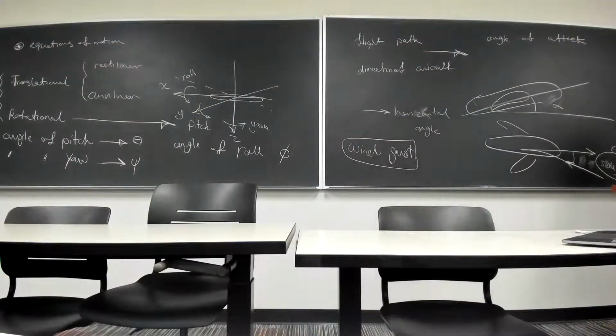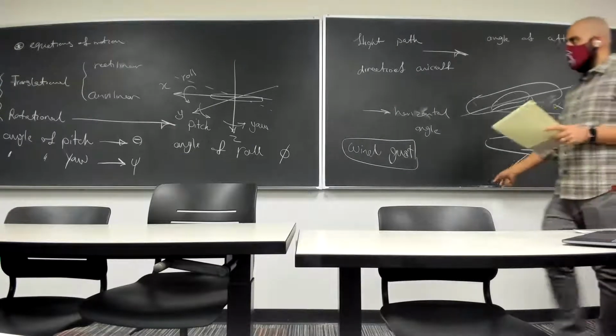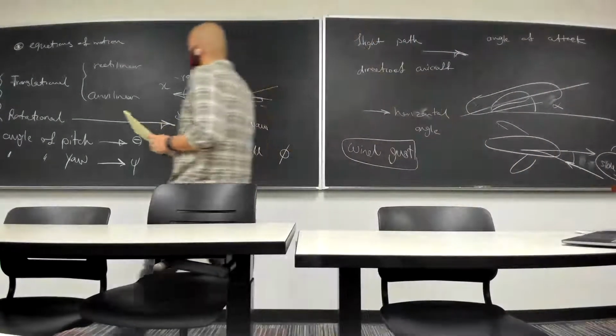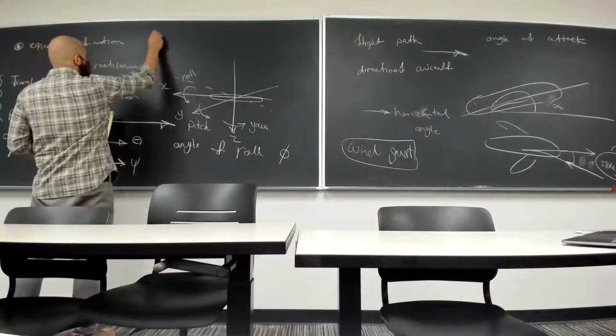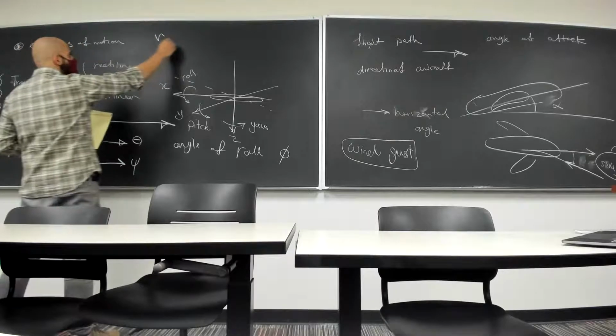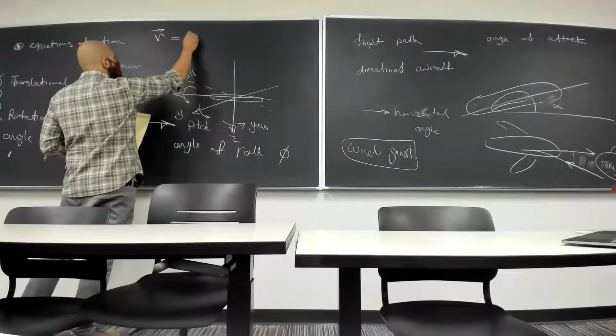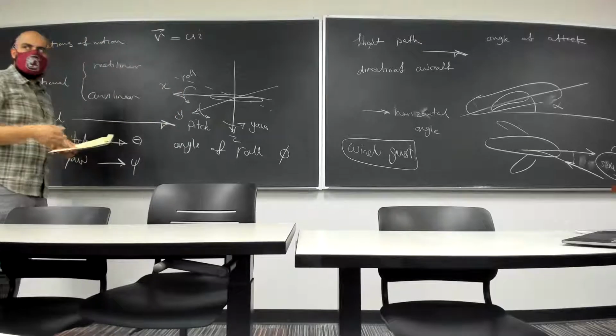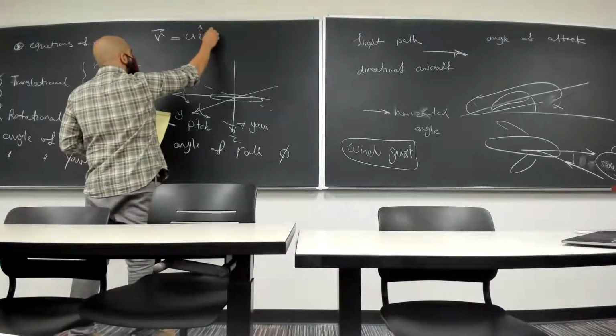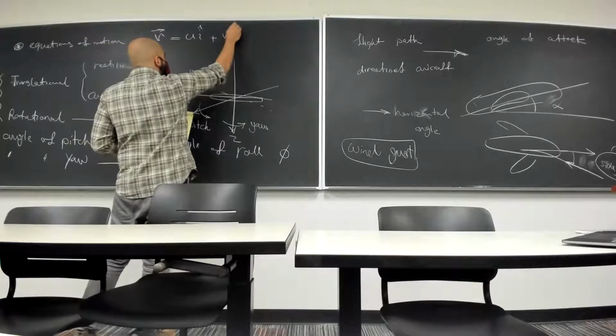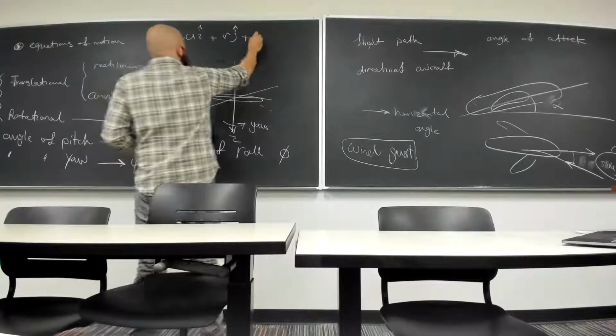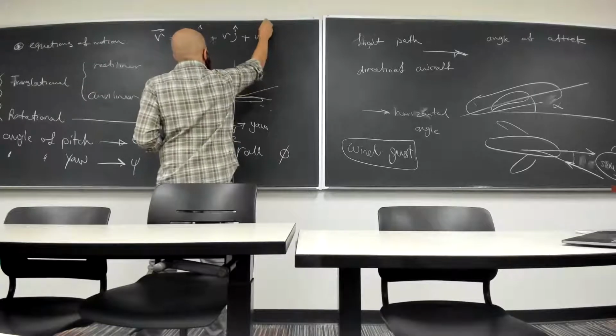Okay, so we have the angle of attack, we have the angle of side slip, and we have all of the other components. So let's think of the most general movement of an aircraft. What types of velocity do we have here? We have a linear velocity, V, which can have three different components: u i if you are dealing with a Cartesian coordinate system, plus v j, v in the y direction, plus small w k in the z direction.